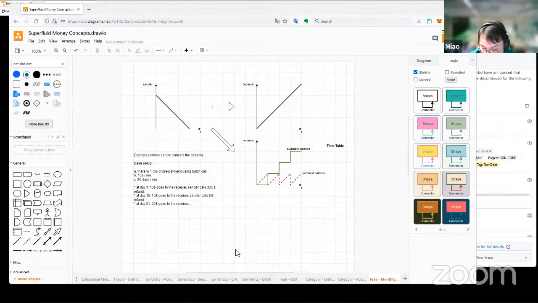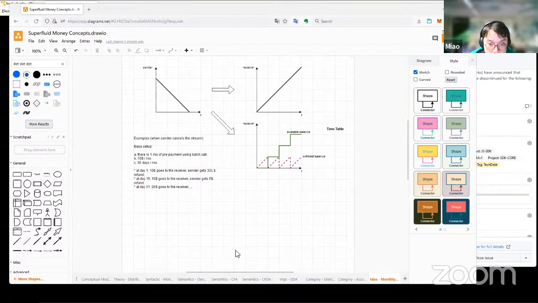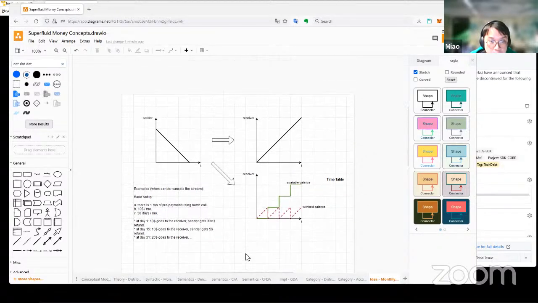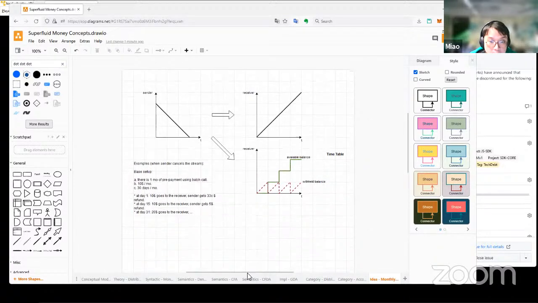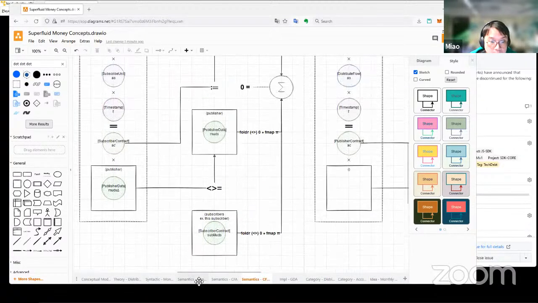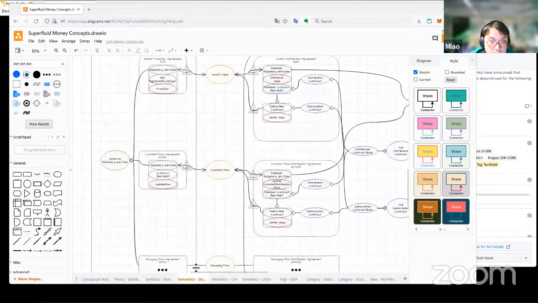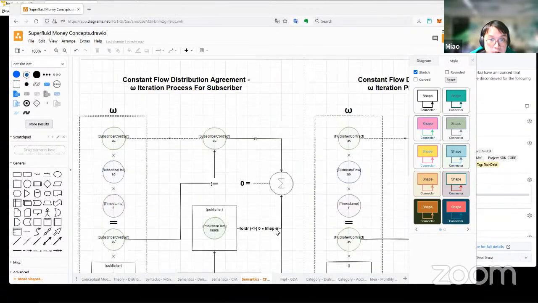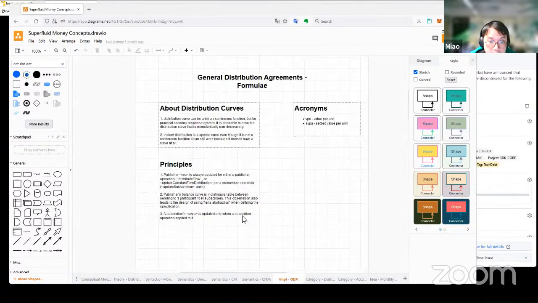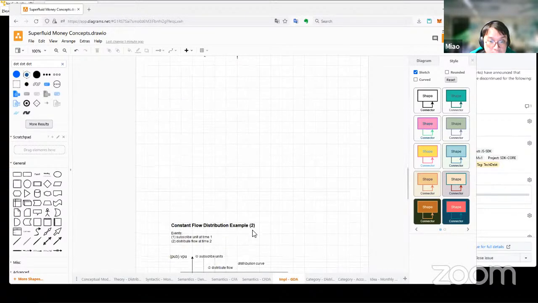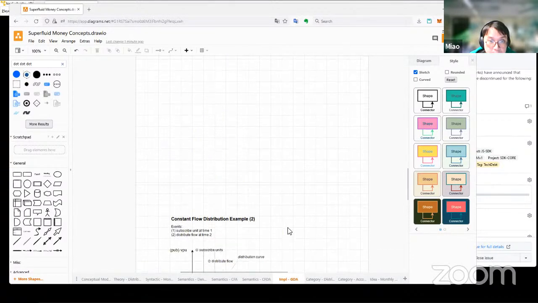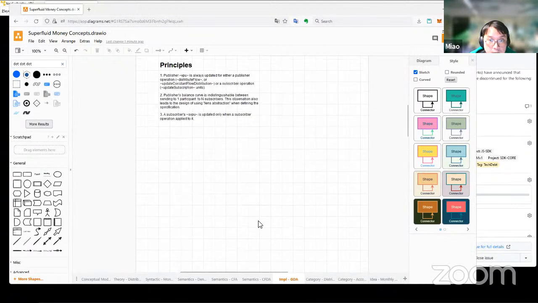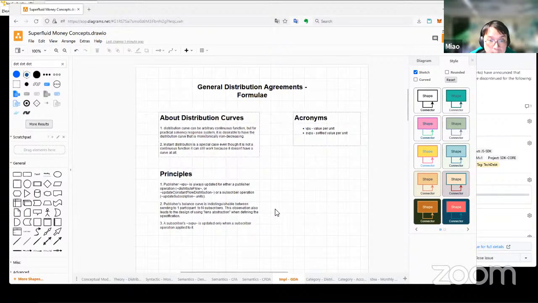All right. So the next subject is the constant flow distribution agreement data model. How it works. Okay, which one should I show? Easier. Let's try. It's a bit of a head turner, so let's see if we can get this clearer.